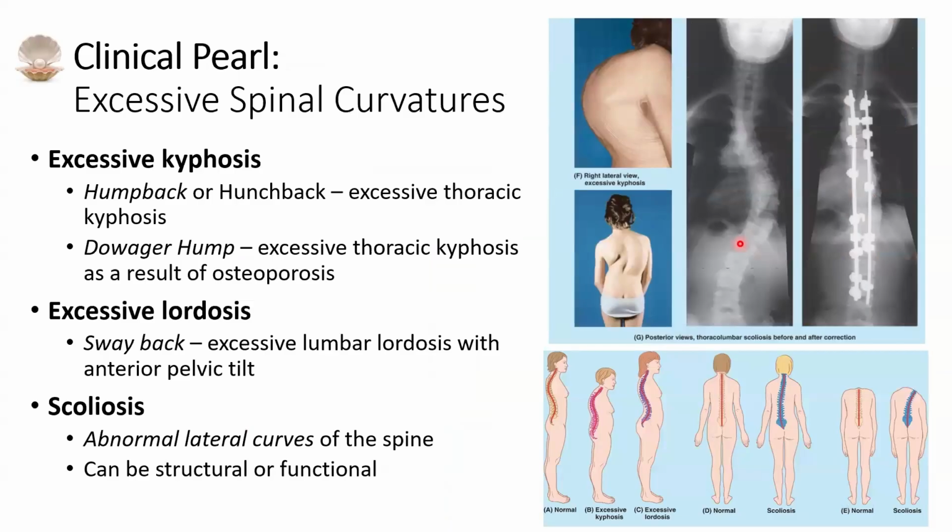So a clinical pearl here related to excessive spinal curvatures. I said that in a healthy spine, we have these healthy kyphotic and lordotic curvatures. However, in clinical practice, you will often hear kyphosis and lordosis used only for more pathological or excessive spinal curvatures. And these are the most common ones listed here on the slide.